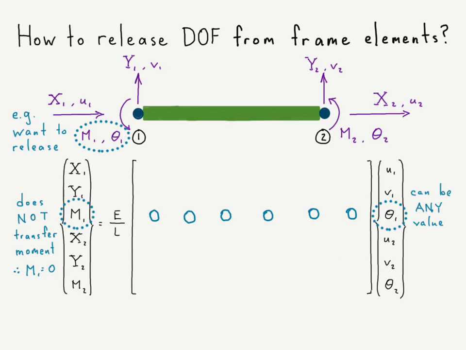And so first thing we do is we have a row of zeros. And we have a row of zeros because we know that this moment value needs to be equal to 0. So we're just going to set that row equal to 0. So these values can be whatever they want, and that moment will still be 0.